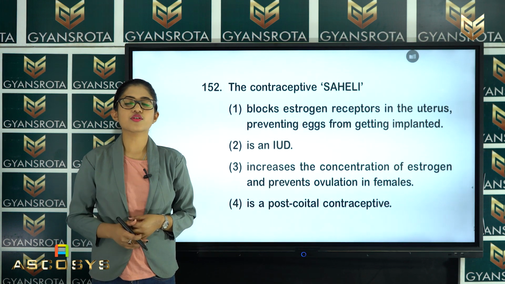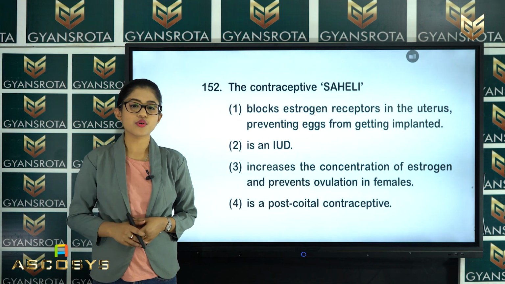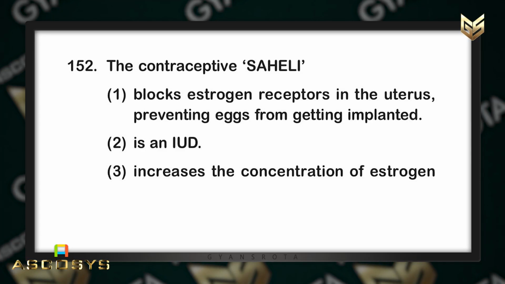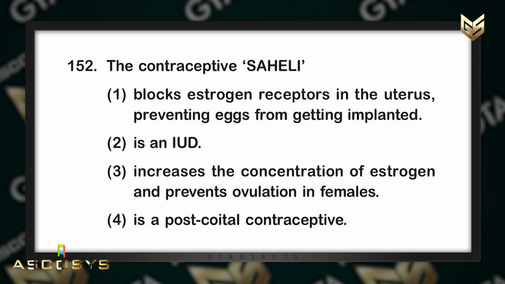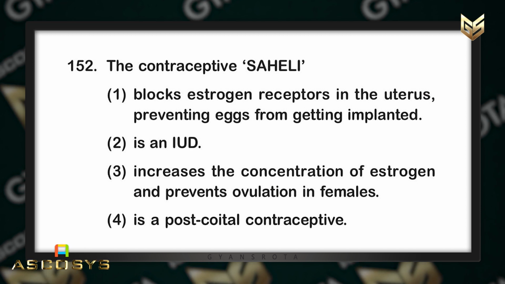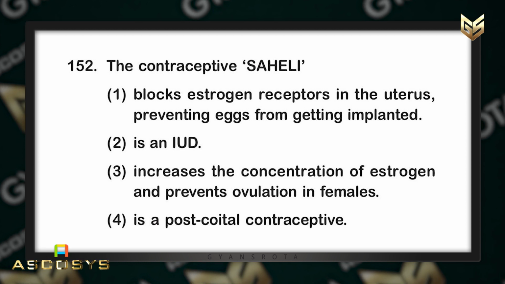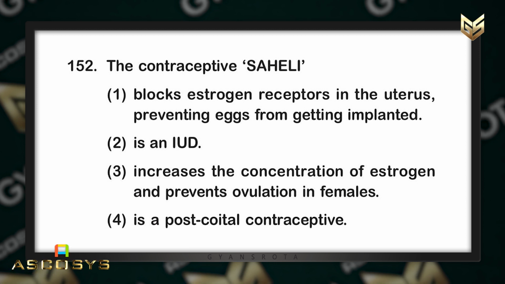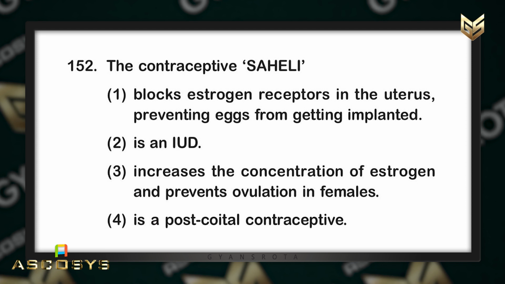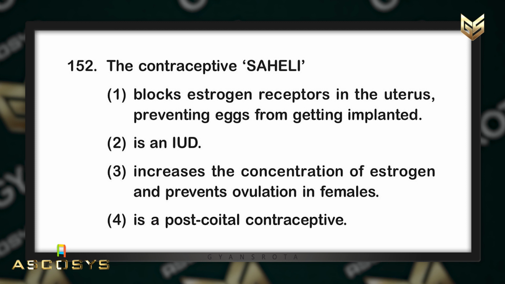You can see here question number 152, the contraceptive Saheli. There are 4 options given. Option number 1 is it blocks the estrogen receptors in the uterus, preventing eggs from getting implanted, or it is an IUD. IUD you remember, that is intrauterine device. Then option number 3 is it increases the concentration of estrogens and prevents ovulation in females, and option number 4 is it is a post-coital contraceptive.